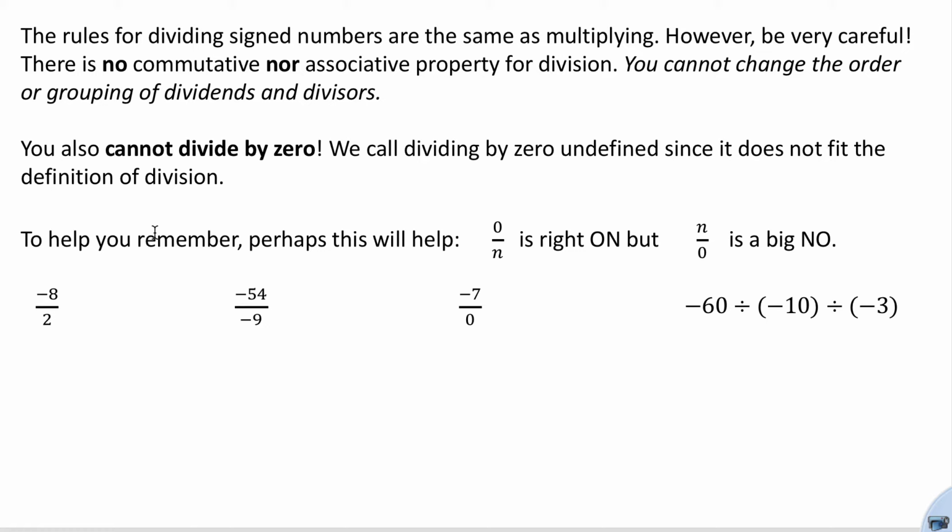So to help you remember that, think about what that would look like. If the 0 is on top with a number on the bottom, you can think, on, right on, that's okay. That equals 0. If the number is on top and a 0 on the bottom, no. It says no. Number on top, 0 on bottom, no, no, no. And we're going to say undefined.